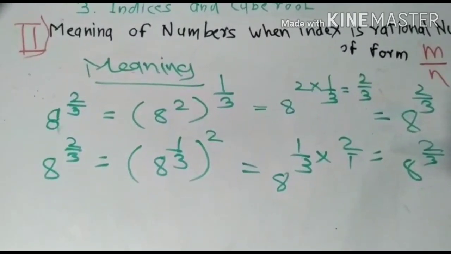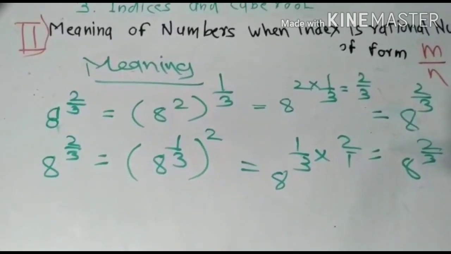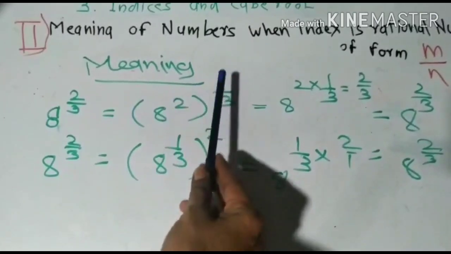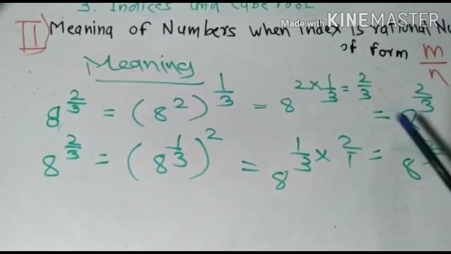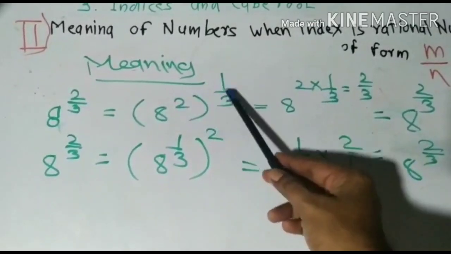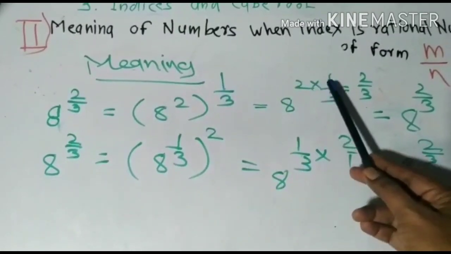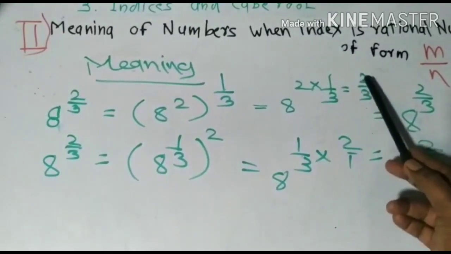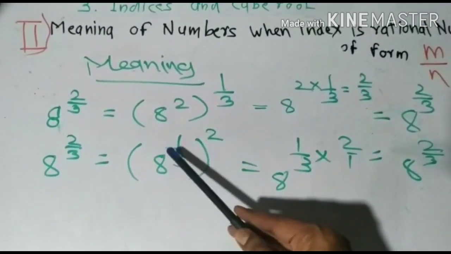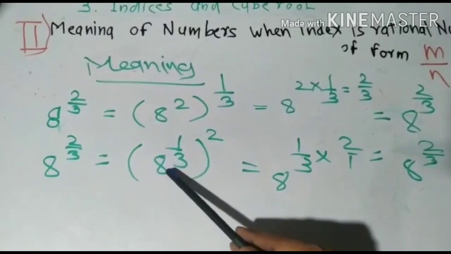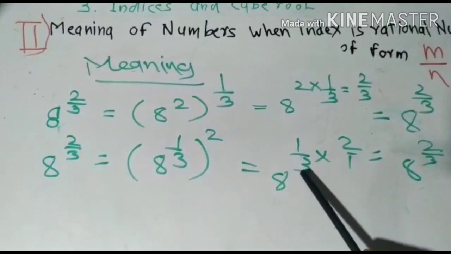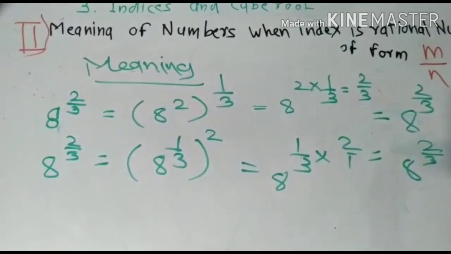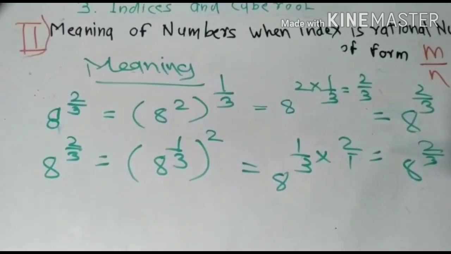Now understand the meaning. 8 raised to 2 upon 3. If we extract 8 squared and take the cube root of it, we multiply like this, according to that formula, m into n: 2 into 1 upon 3, meaning 2 into 1 is 2 and 3 into 1 is 3. So 8 raised to 2 upon 3. In this way, if there is a cube root of 8 and the square of that cube root, it is the same: 1 upon 3 into 2 upon 1. So we read it as the cube root of the square of 8.